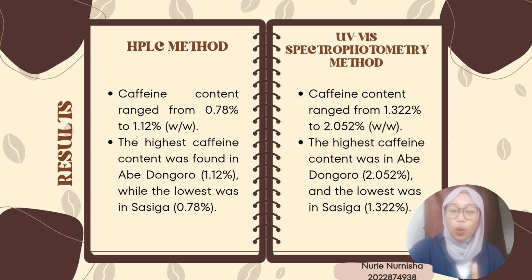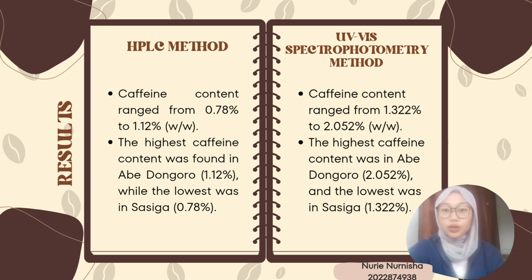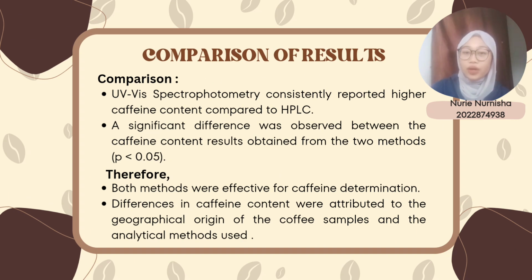in w/w, which stands for weight of solute dissolved in weight of solvent, and the highest caffeine content was found in Abedagor, which is 1.12%, while the lowest was Sasiga, which is 0.78%. So for the UV-visible spectrophotometry method, the caffeine content ranged from 1.322% to 2.05%, and the highest caffeine content was in Abedagor, which is 2.052%, and the lowest was in Sasiga, which is 1.322%. Next, we go to the comparison of the results.